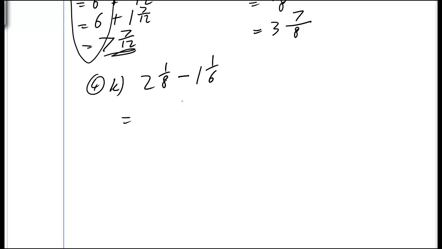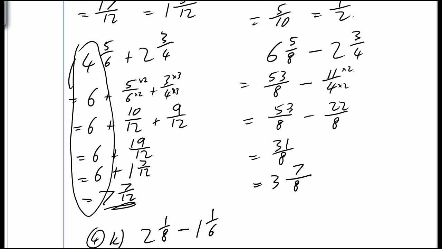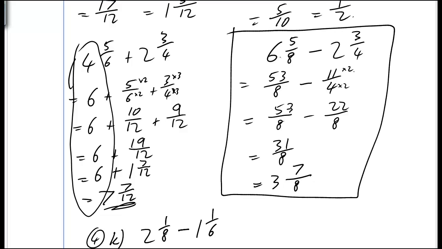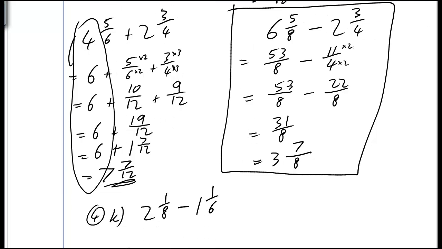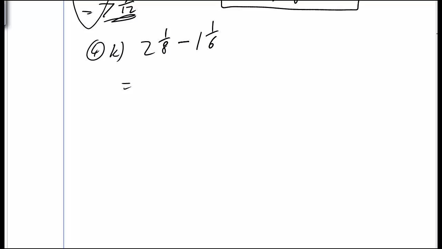So what you do, with subtraction, I like to convert it to an improper fraction. Notice this side over here, I converted these mixed numbers into improper fractions. So with subtraction, I prefer to do that. With addition, I tend to like to add the whole numbers together before doing the fractions. Okay, back onto this. Let's convert these into improper fractions. 2 times 8 is 16 plus 1 is 17 on 8. Take 1 times 6 is 6 plus 1 on top is 7 on 6.